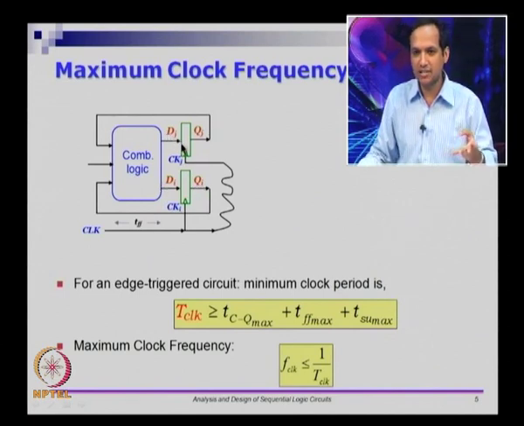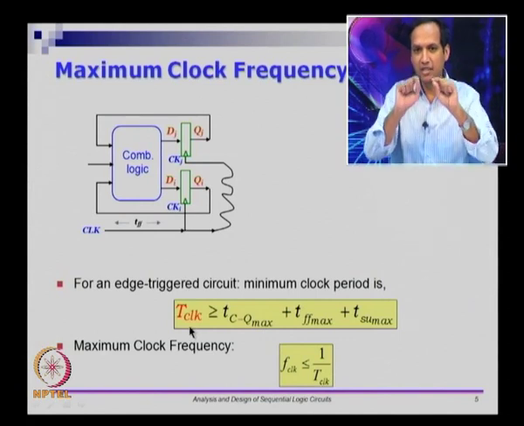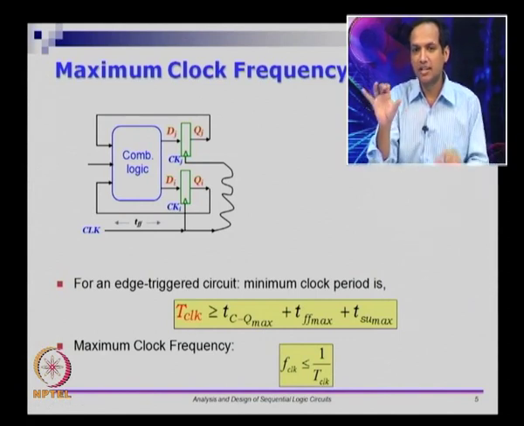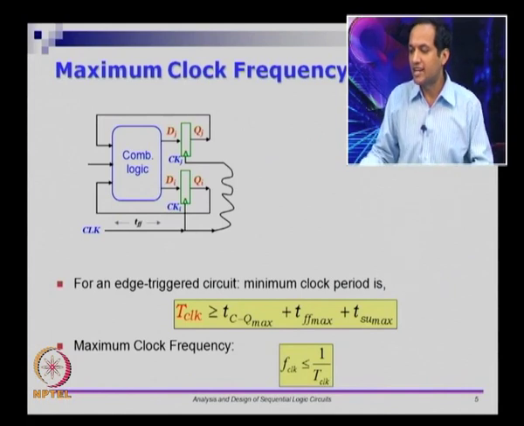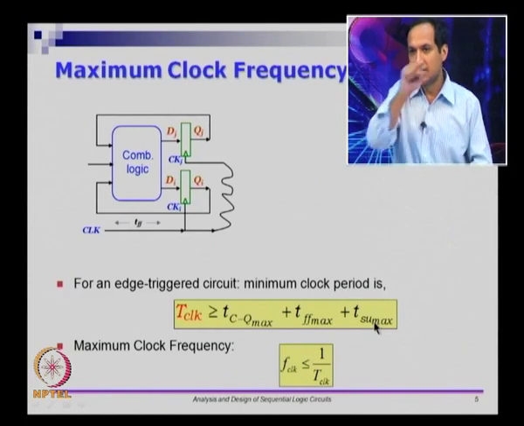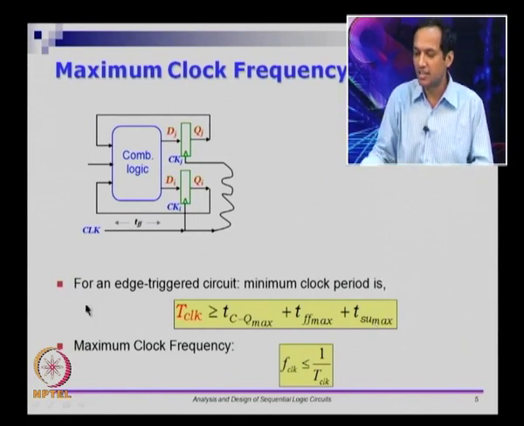There are 4 such things. Since T clock should be greater than each one of these 4 summations, you can as well write it as max. So TCQ max plus TFF max plus TSU max. In each of the terms you pick the largest quantity. This is the most conservative clock that you can have.